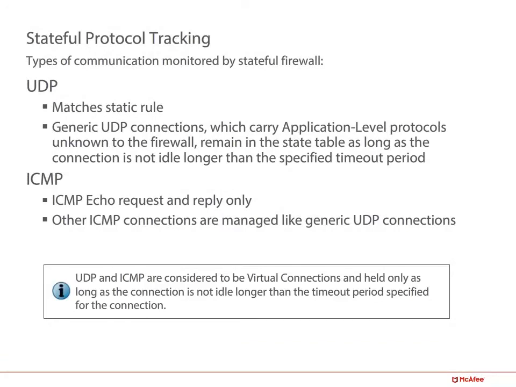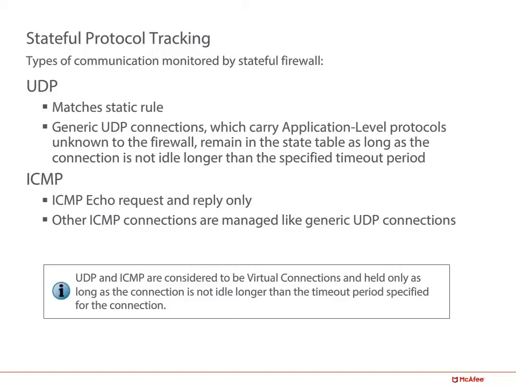The stateful protocol tracking, the types of communications that we do monitor with the stateful firewall. First off, you have UDP. It will match any static rule. Just understand, UDP is a generic connection. They carry application level protocols that are unknown to the firewall. If you have those, they remain in the state table as long as the connection is not idle longer than that specified timeout. Many times whenever I talk about UDP, a good example of UDP is the check's in the mail. I have not actually done an actual connection. I've just put it in the mailbox, hope it gets there.